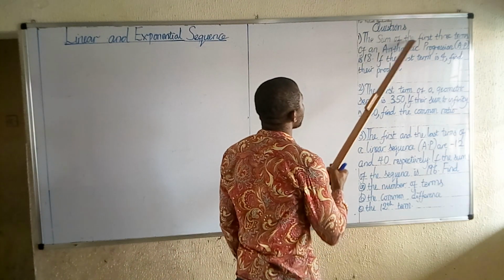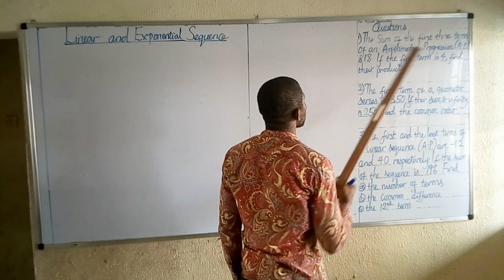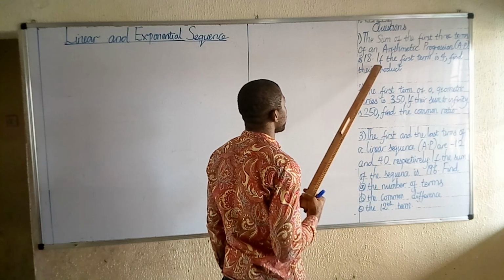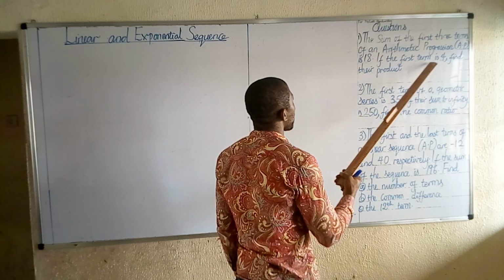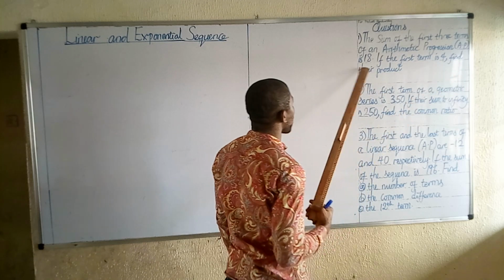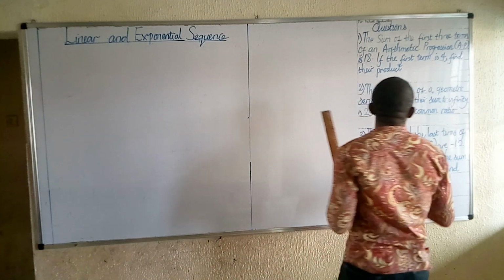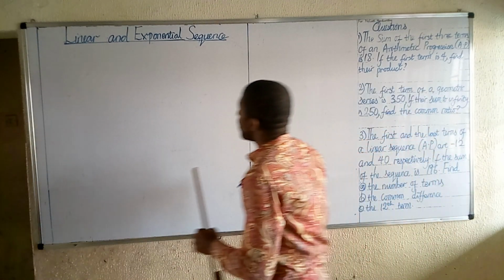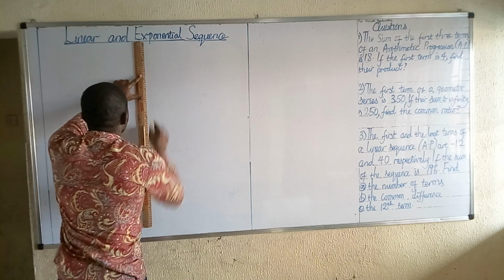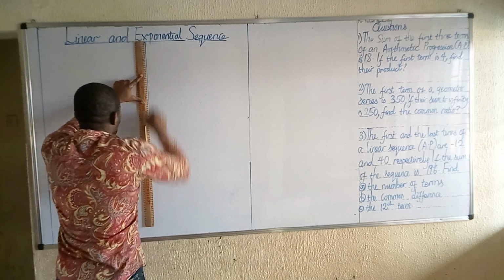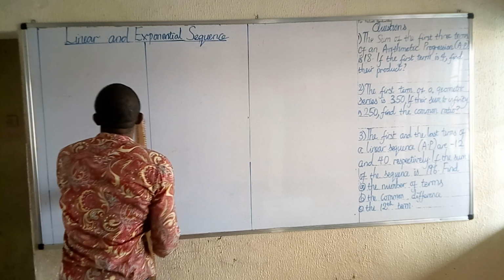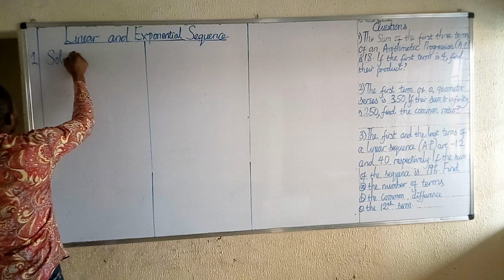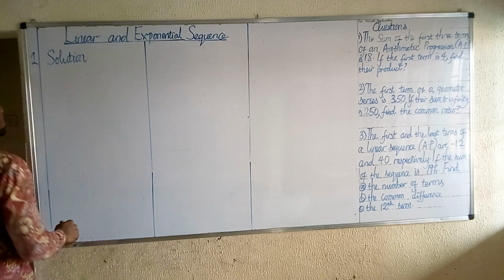The sum of the first three terms of an arithmetic progression, AP, is 18. If the first term is 4, find their product. Okay, so we are going to find their product. I will divide this board so that we can have enough space for this work. So for question number 1, I'll start with the solution.